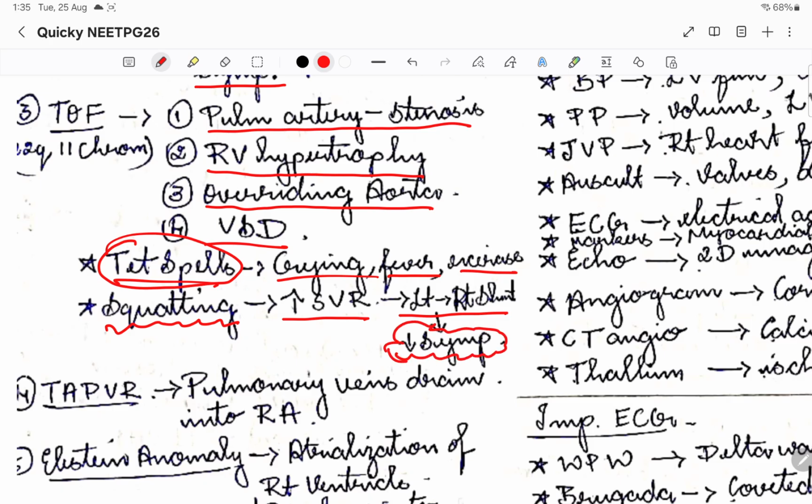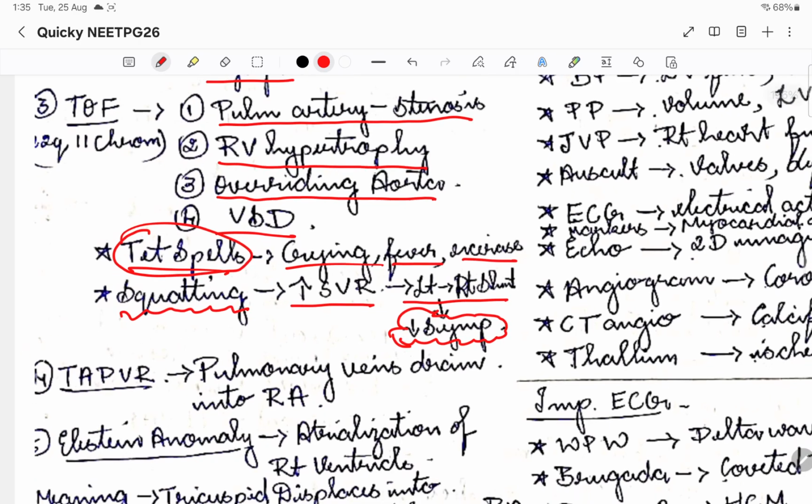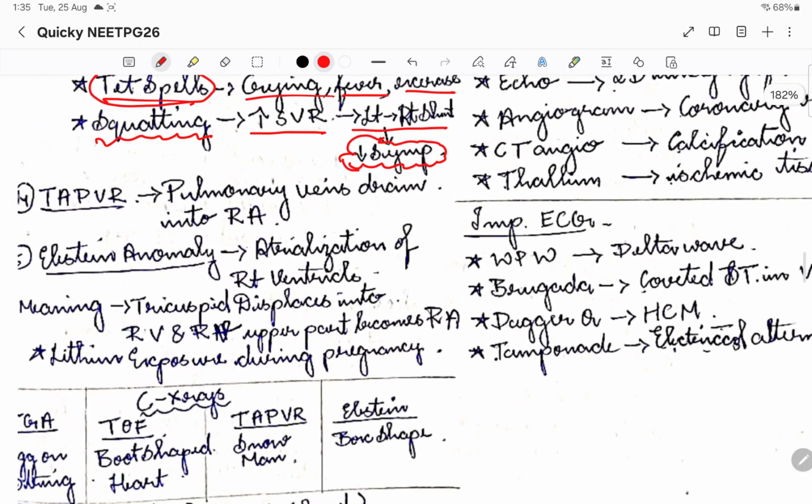This is very important with respect to TOF. Even in your clinical practice this might be helpful. When we see a child with TOF, he might be squatting because they say it improves their symptoms. So that is the thing with TOF. Then coming to TAPVR, total anomalous pulmonary venous return, meaning the pulmonary veins will drain into the right atrium.